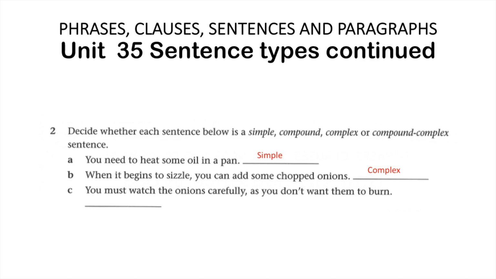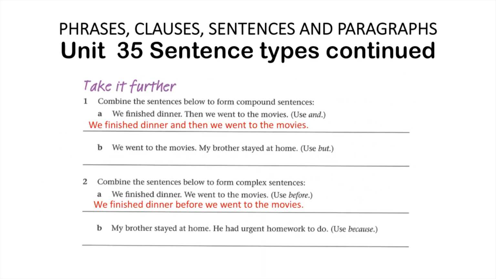Let's have a look at the last set of activities, shall we? For take it further, there's only one task, and you need to combine the sentences below to form compound sentences. And for this first one, we finished dinner, full stop, then we went to the movies. Here we just use an and, it gives you that instruction, so it's not too difficult to follow. If we look down at question number 2, we've got the same concept, but we want to use the word before to join them. We finished dinner before we went to the movies. So just follow the instructions carefully and you should be able to complete that task without it being too difficult.